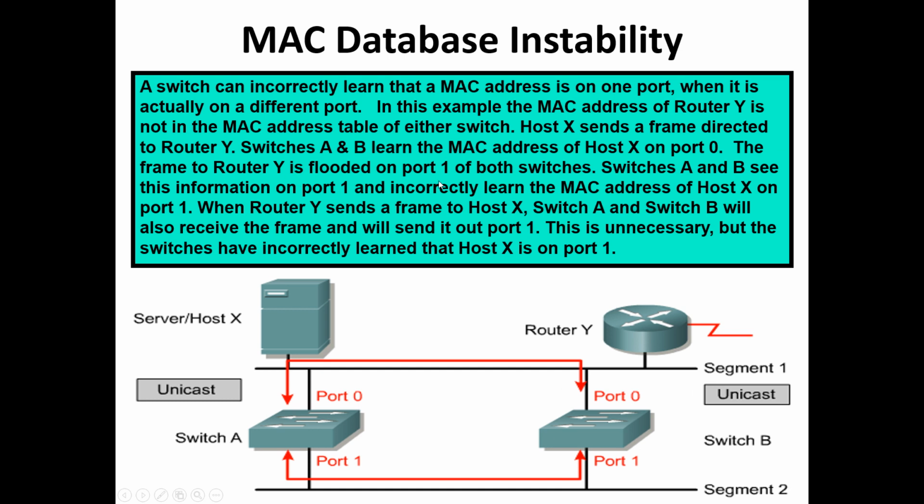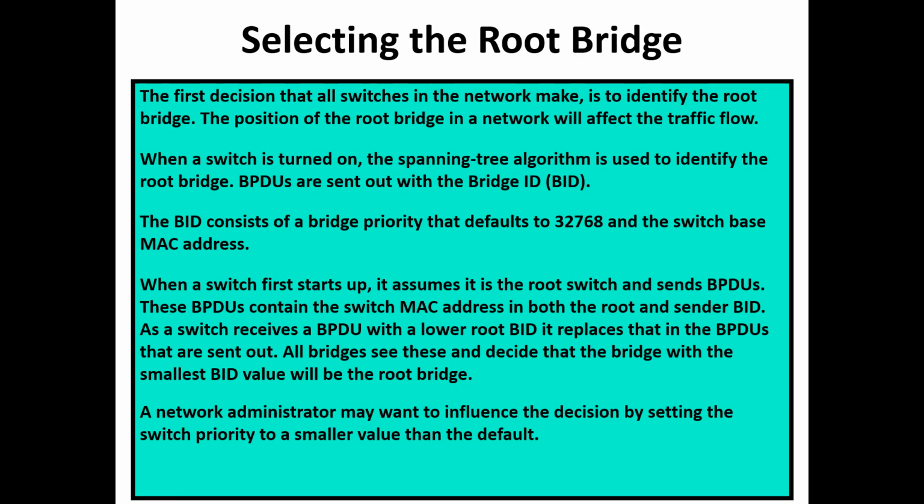The frame to router Y is flooded on port 1 of both switches. Switches A and B see this information on port 1 and incorrectly learn the MAC address of host X on port 1. When router Y sends a frame to host X, switches A and B will also receive the frame and will send it out port 1. This is unnecessary, but the switches have incorrectly learned that host X is on port 1. So this causes MAC database instability, because one MAC address is coming from two different ports. So this was the reason STP was invented.